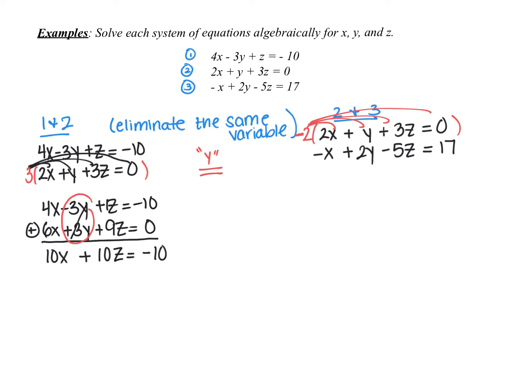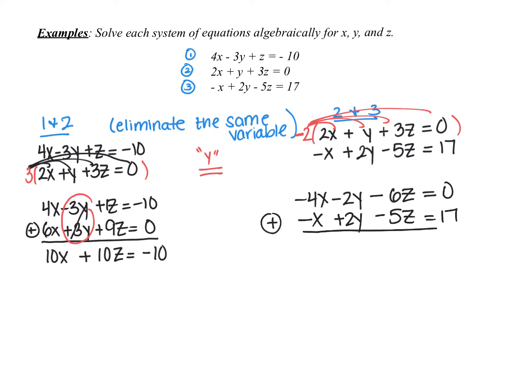So negative 2 times 2x is negative 4x. Negative 2 times y is negative 2y. And negative 2 times 3z is negative 6z, excuse me. And negative 2 times 0 is 0. And I'm just going to rewrite the second equation. And now the goal is to add these two equations together.